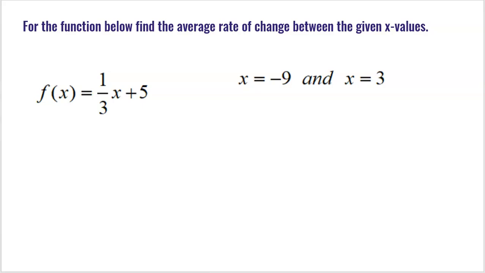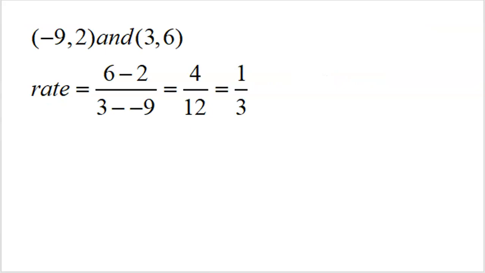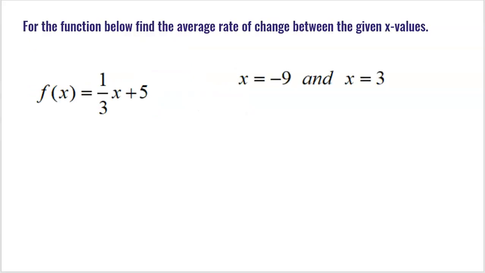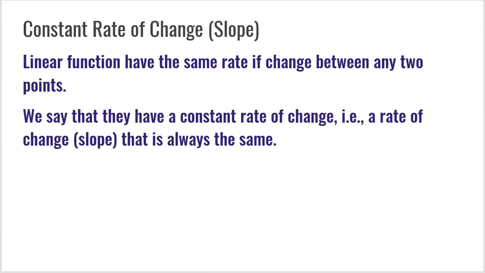Then all I have to do is follow the formula that you all know and love. First I plugged negative 9 in and I got 2. Hopefully you agree with that. I plugged in 3 and I got 6. Then it's a matter of following the rate of change formula. 6 minus 2, those are my y coordinates on top, is 4. 3 minus negative 9, 2 negatives in a row make a positive, so 3 plus 9 turns into 12, and 4/12 reduces to 1/3. That should come as no surprise, because if you look back at our linear function, we already knew the slope was 1/3.